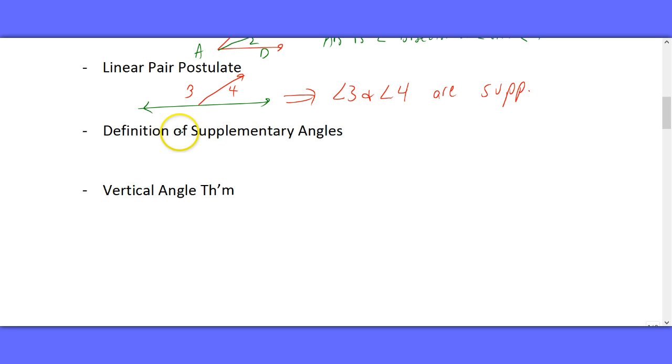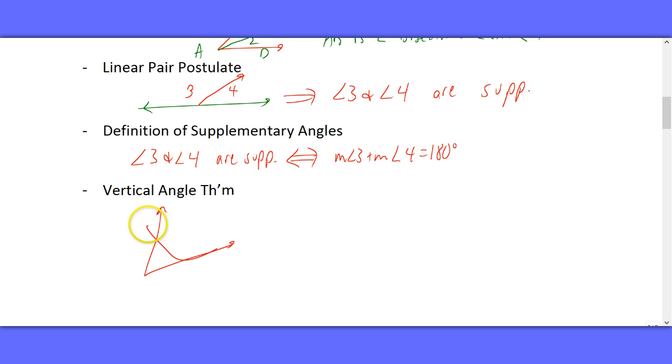Now let's go a little bit further with this. This is the definition of supplementary angles. So if you know that angles 3 and 4 are supplementary to each other, when you hear supplementary, you should think of a certain number. You should think of 180 degrees. This means that the measure of 3 plus the measure of 4 must add up to 180 degrees. Again, it's another definition. So since these two angles add up to 180 degrees, we could then say, go in the other direction, that 3 and 4 are supplementary to each other. This one works both ways.